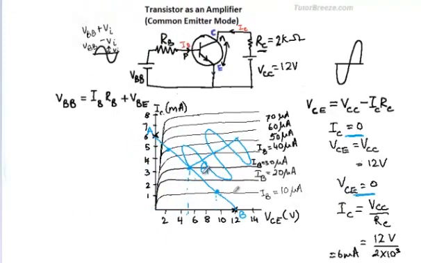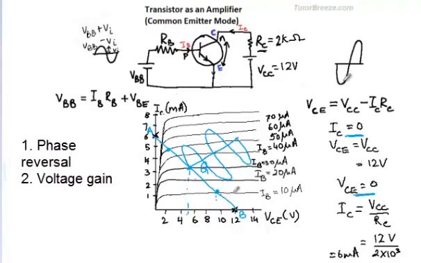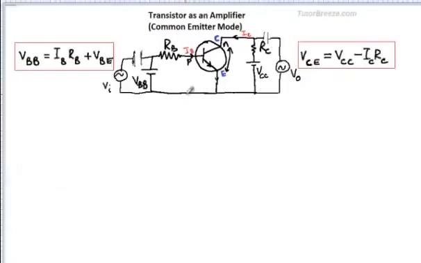Now we have two little things left to discuss. One is the phase reversal of the output signal, and the other is the expression for the amplification or voltage gain. Now take a look at this circuit. We have shown the input signal and the output signals.